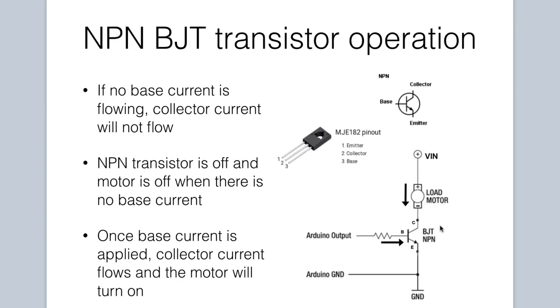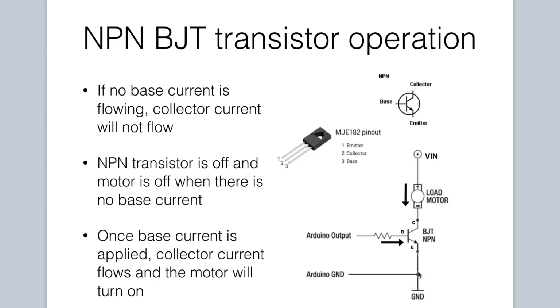Let's take a look in more detail at how a transistor operates. We are using an NPN bipolar junction transistor, or NPN BJT transistor for short. Another type of transistor is a PNP transistor. The difference between these two lies in the direction of the base current and how it has to be applied to turn on the transistor. For an NPN transistor, we need to apply current to the base to turn on the transistor. You can think of the operation as a switch for our motor.